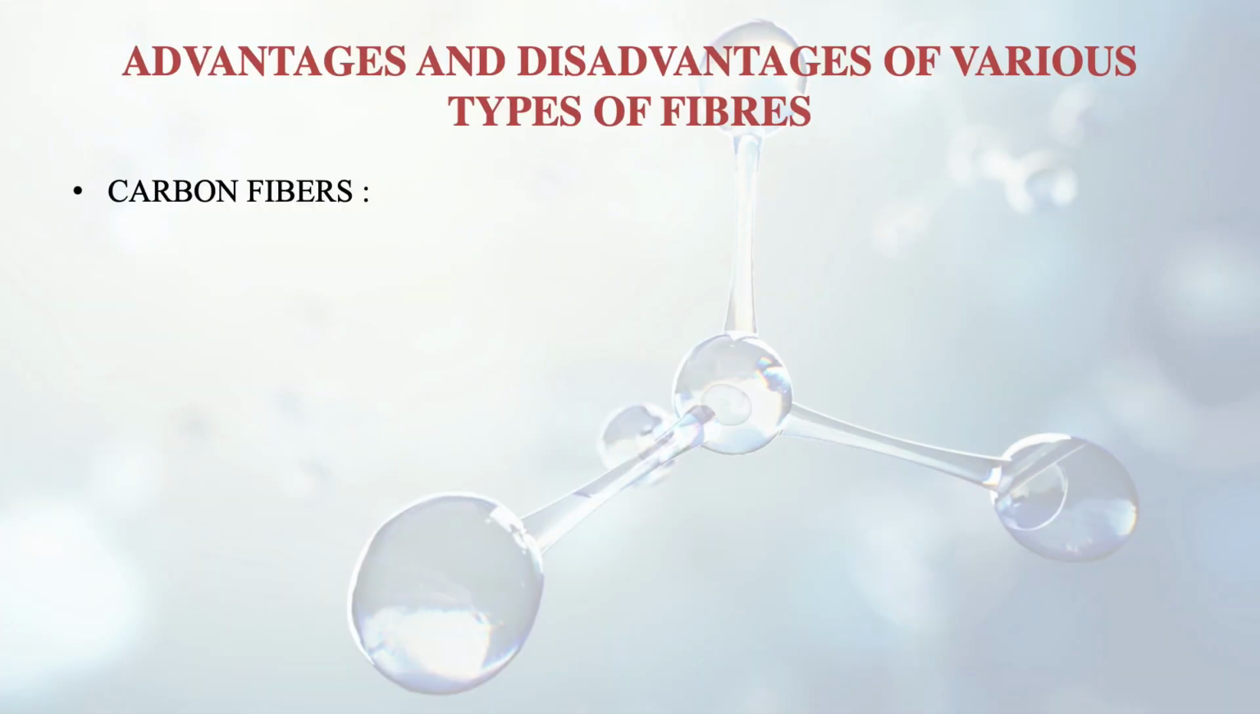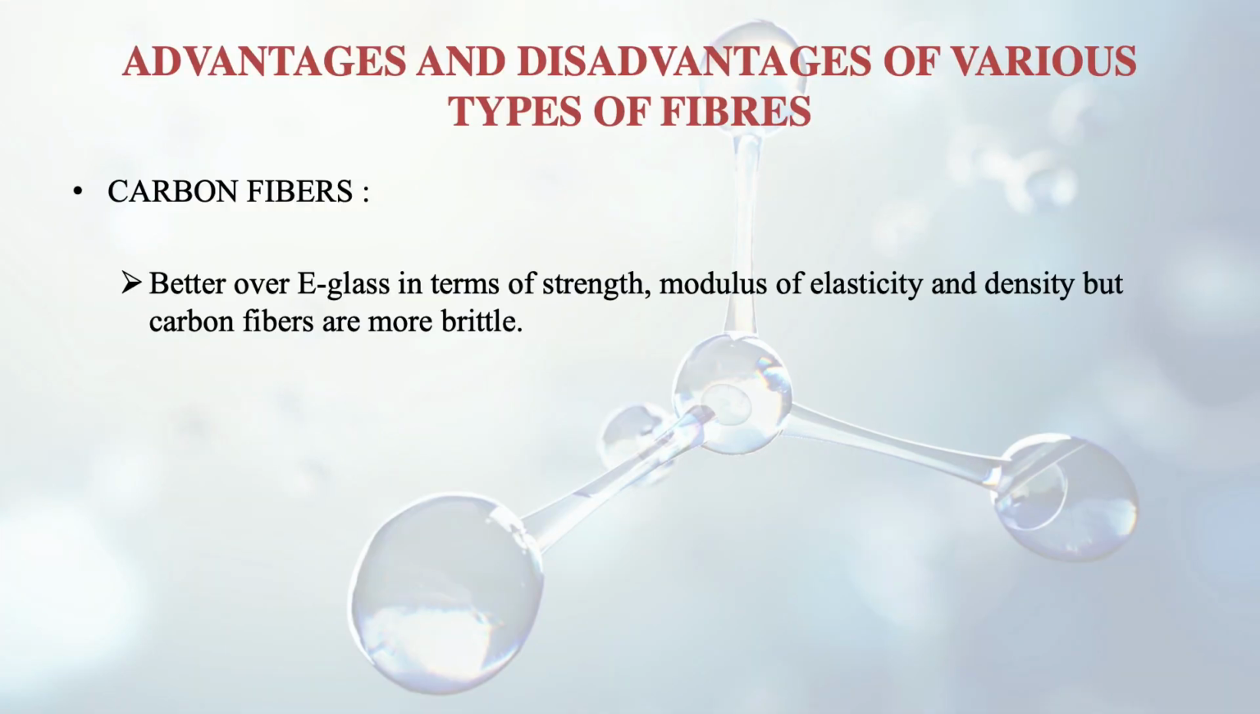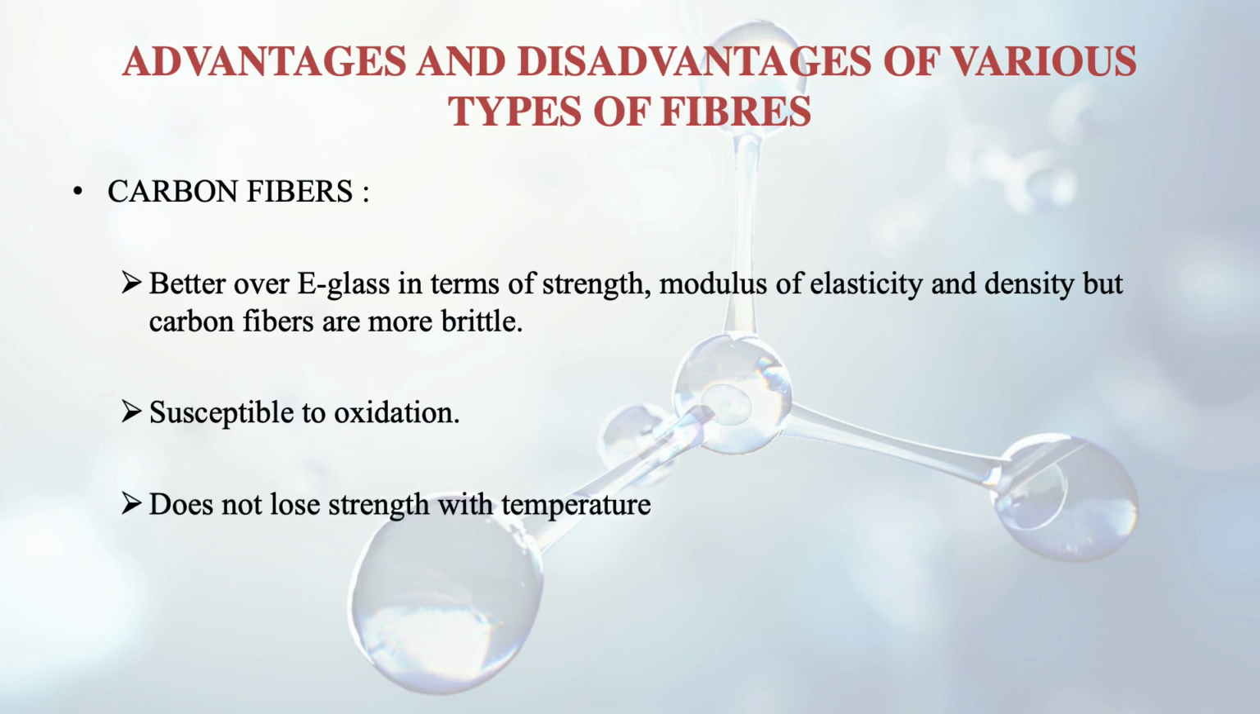So what are the advantages and disadvantages of various types of fibers? Carbon fibers are better than E-glass in terms of strength, modulus of elasticity and density, but these carbon fibers are brittle also. One more disadvantage is that they are susceptible to oxidation, and they can get damaged due to oxidation. Then they lose strength with temperature, so at high temperature they are not very useful.